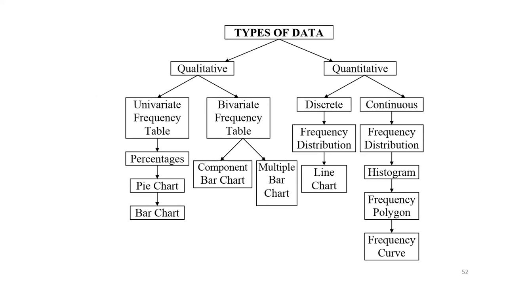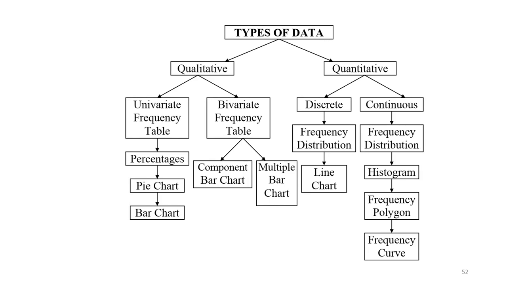There are the univariate frequency table and the bivariate frequency table. Univariate can be represented in percentages, pie chart, bar chart. Bivariate frequency table can be represented in component bar chart, multiple bar chart. Quantitative data are of two types, discrete and continuous. If it is discrete, then you will use frequency distribution and line chart. If quantitative data is continuous, then you will use frequency distribution, histogram, frequency polygon, frequency curve.